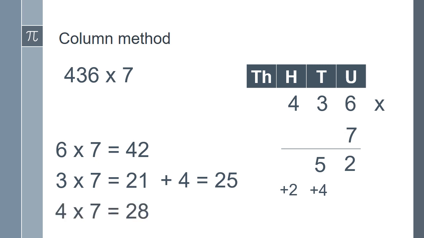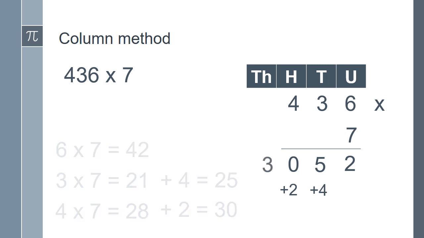Then we do 4 times 7, which is 28. Add 2, and that gives us 30. So we put the 0 in the hundreds column, and then because there's no other sum to do, we just put the 3 in the thousands column. So that gives us an answer of 3052.